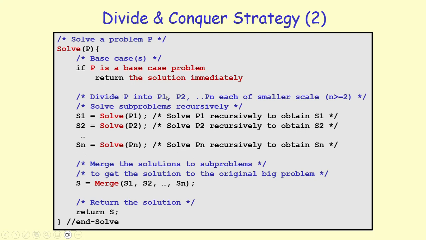Divide the problem into subproblems P1, P2, and Pn. Now you recursively call the same function solve to get a solution to each subproblem. Let's call them S1 and Sn. Eventually, you're going to have a merge step to merge the solutions to these subproblems, obtain the solution to the bigger problem, and return it at the end.